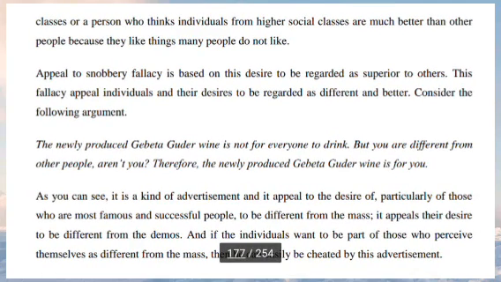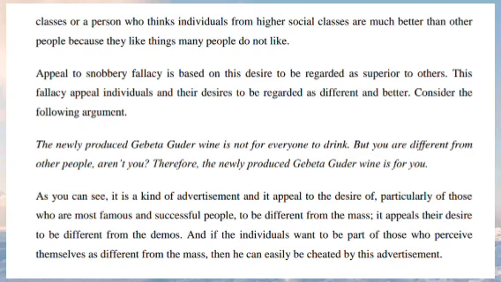Appeal to snobbery fallacy is based on this desire to be regarded as superior to others, and this fallacy appeals to individuals in their desires to be regarded as different and better. So it is an argument that works by making people think they are better than everyone and not think they are small or lesser.